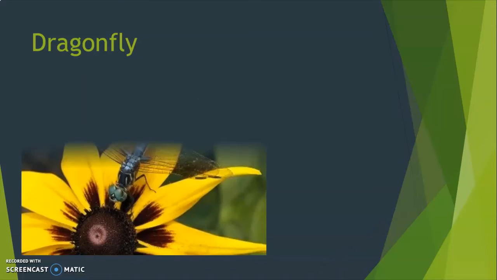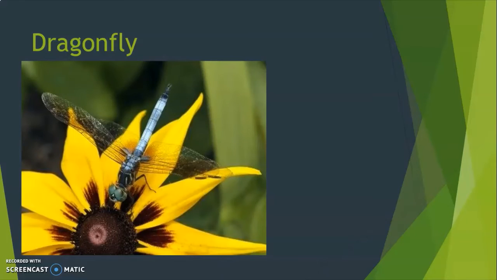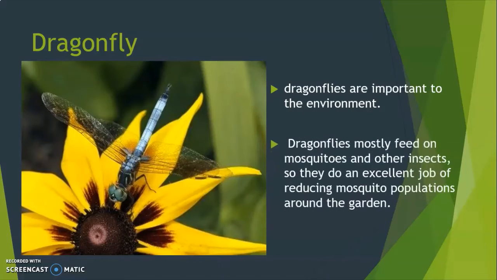And then the next one is the dragonfly. Dragonfly. This is a common animal in our garden. You can see it anywhere in the garden. Dragonflies are important to the environment. Why? Because dragonflies mostly feed on mosquitoes and other insects.